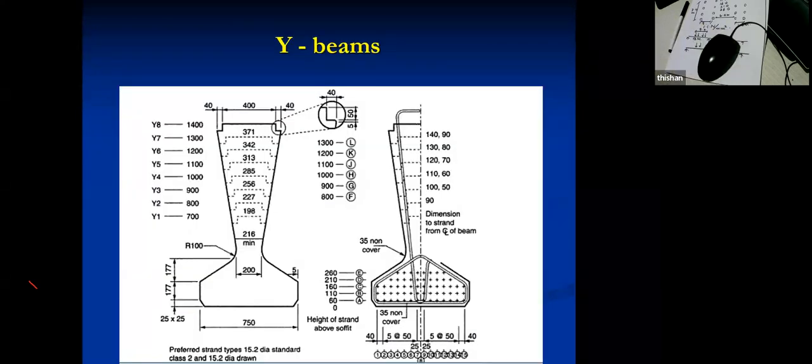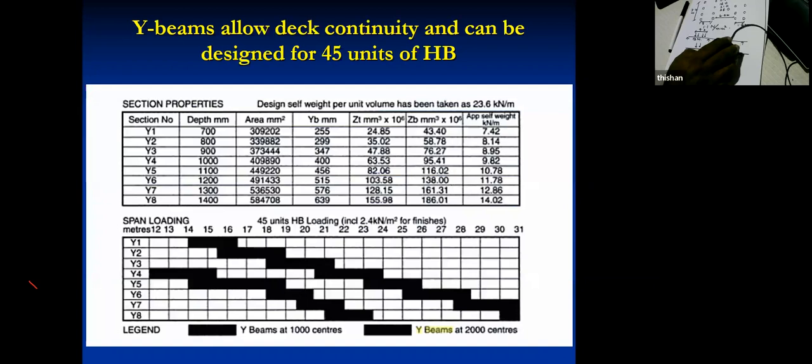And then later in the 1990s, they actually developed what we call the Y-beam. The speciality of the Y-beam is you don't have to place it touching each other. You can place them at 1 meter intervals, but there will be a gap. And you can even place them at 2 meter intervals. So here you can see Y-beams at 1 meter centers or Y-beams at 2 meter centers. So these small spans are Y-beams at 2 meter spacing. This longer span going up to 31 meters is Y-beams at 1 meter interval.